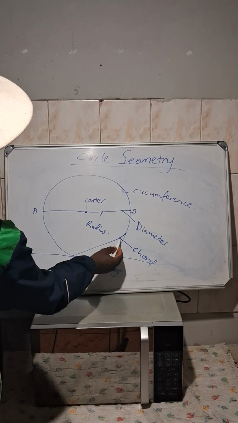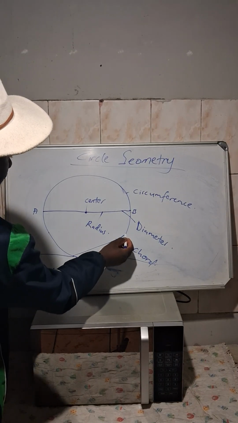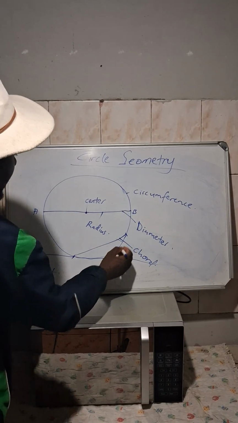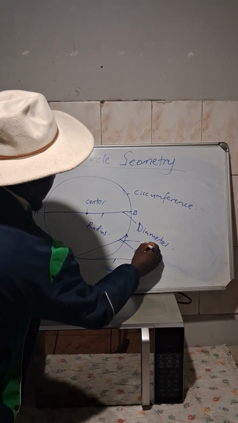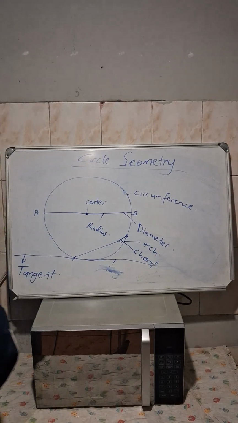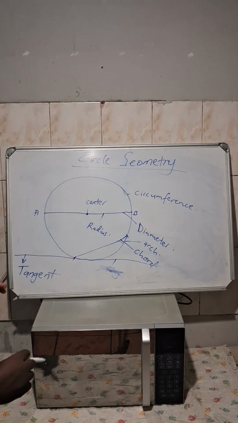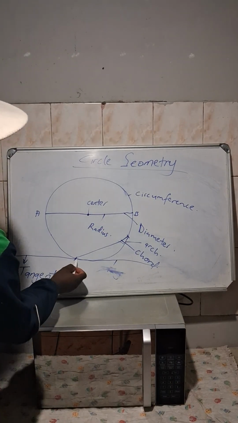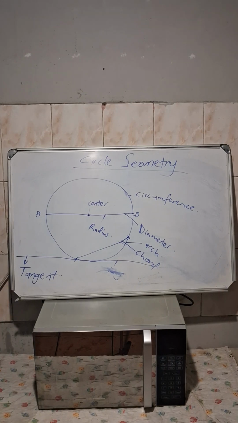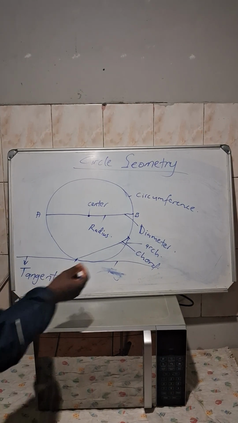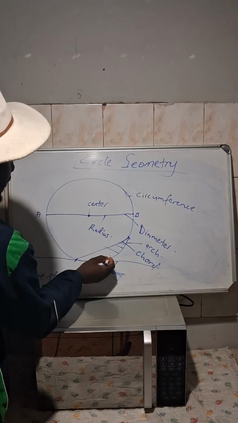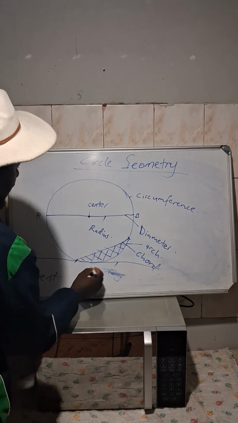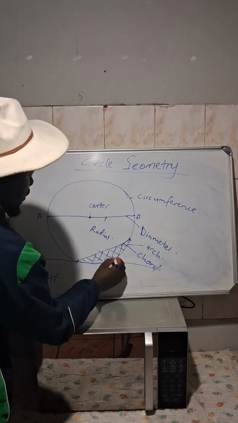We have this line from this point to this point. This short line, we call it an arc, right? The whole circle, don't be confused. The whole circle is the circumference, but only from this point to this point, this short line, we call it an arc, right? And also we have this area, that's the shaded area. This whole shaded area, we call it a segment.